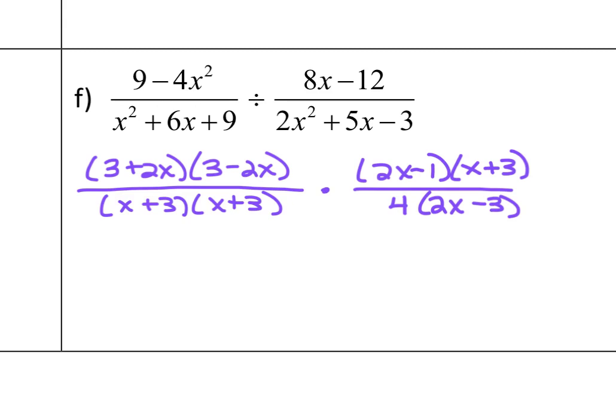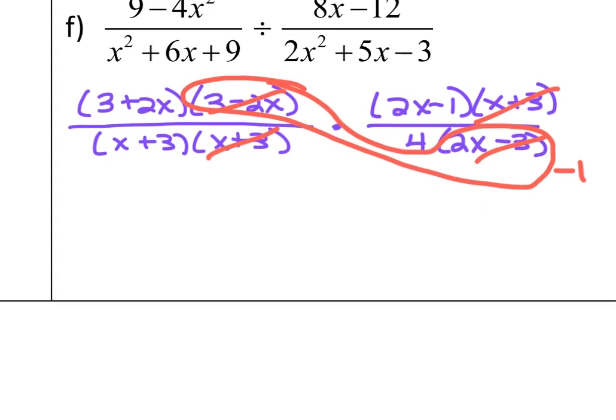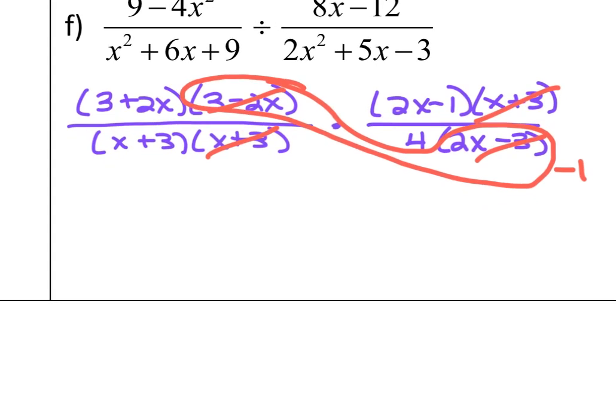And I see an x plus 3 here and an x plus 3 here. And then I see this 3 minus 2x and 2x minus 3. And when I cancel those, remember that leaves me with a -1. Now, be real careful when you do these problems because it's easy to lose something.